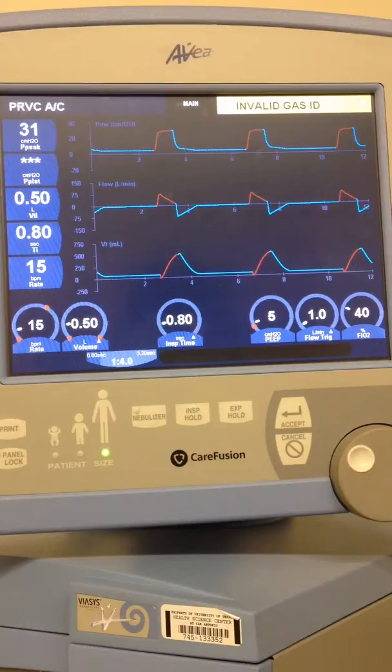It works to equilibrate to our targeted volume over a series of subsequent breaths. So a change in I time will result in a change in tidal volume, but only until it levels out.